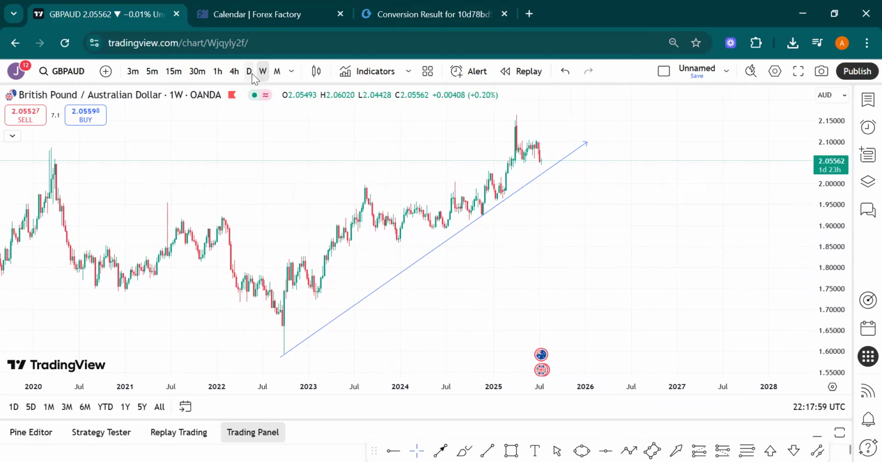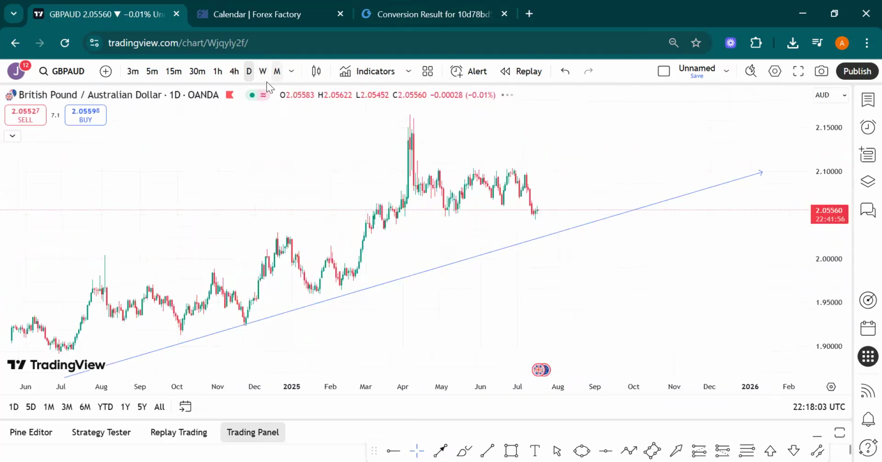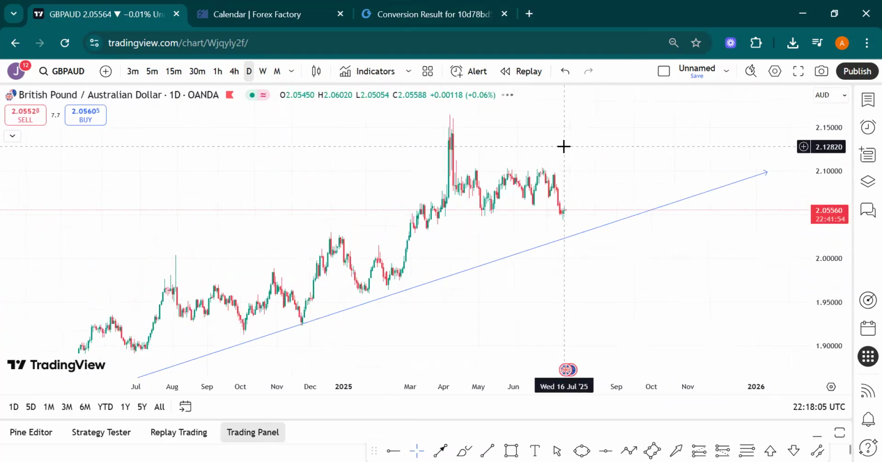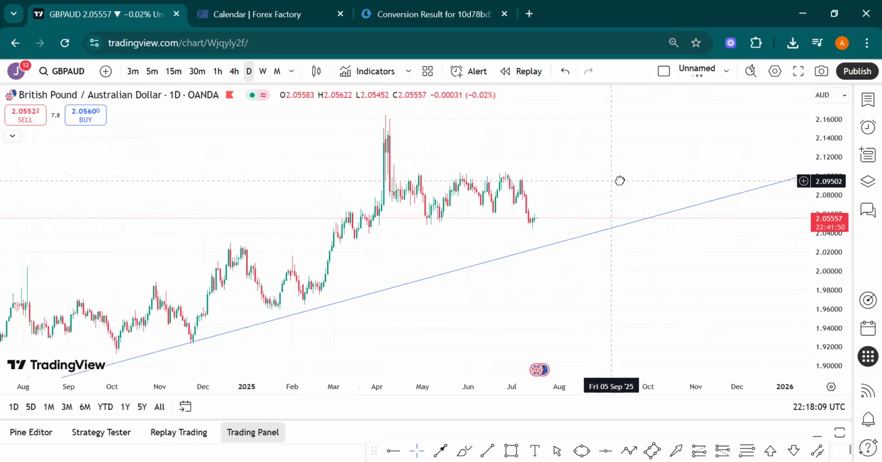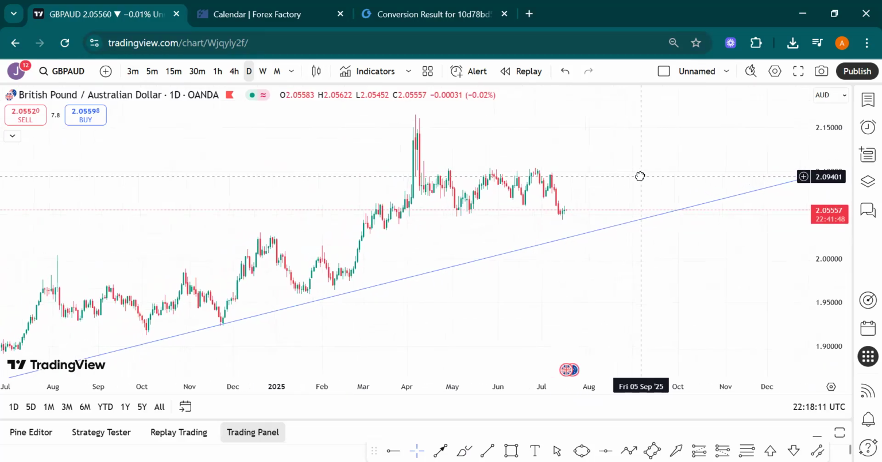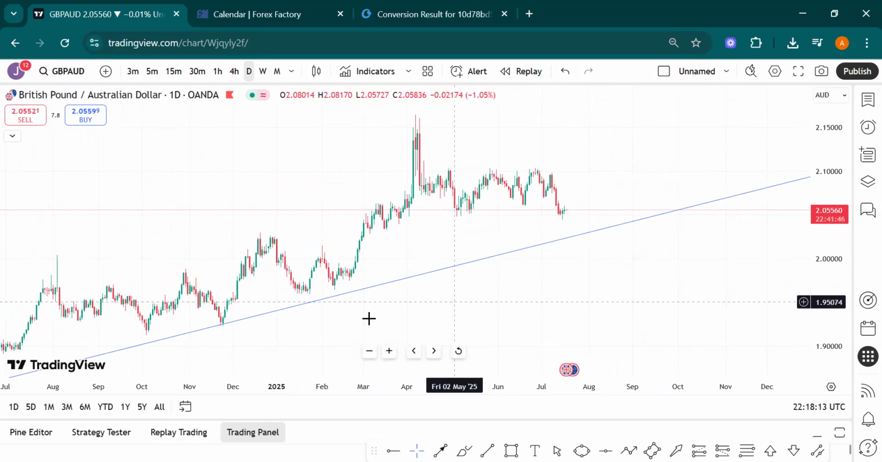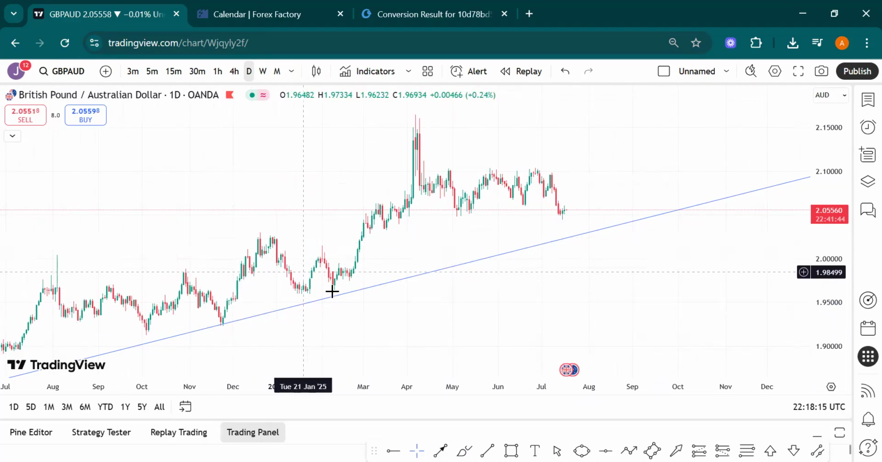So let's go to the daily time frame to see if this time frame will give us concurrent information. And from what we can see, just as we've seen on the weekly time frame, the daily time frame shows the same thing, that the market has been making a series of higher highs and higher lows.